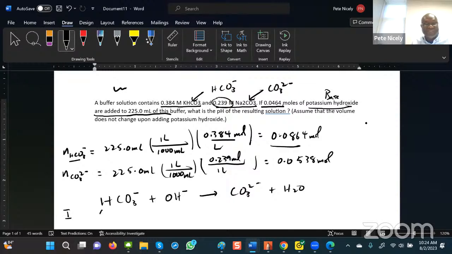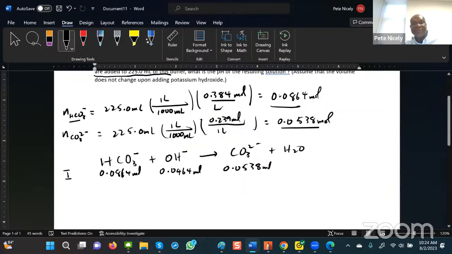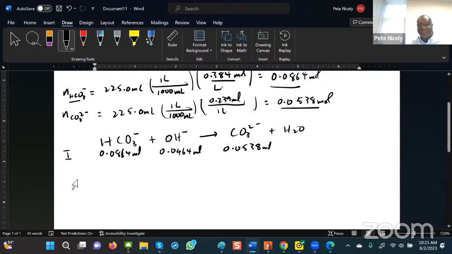So initially, the amount of the bicarbonate is what we calculated here. So I'm going to put 0.0864 moles. And the hydroxide, the amount they gave us is 0.0464 moles. And then for the carbonate, we calculated that amount to be equal to 0.0538 moles, all right? So those are the initial values. We don't need to, of course, concern ourselves with water.